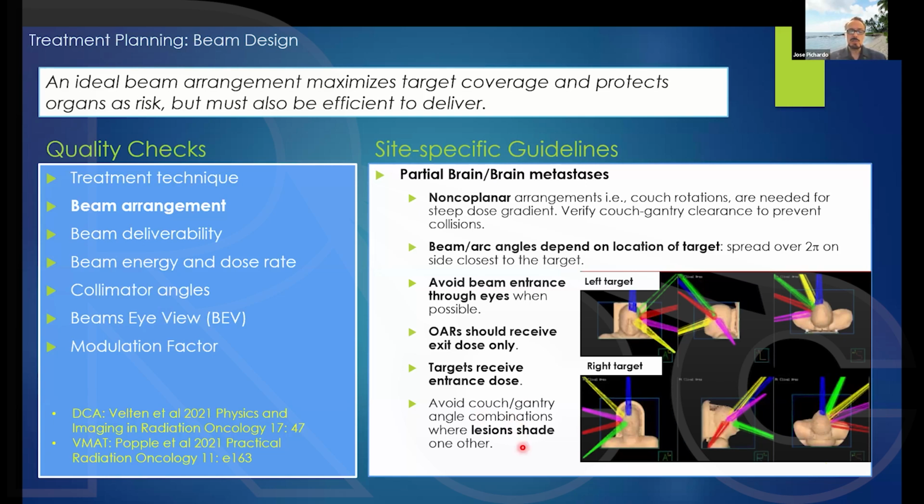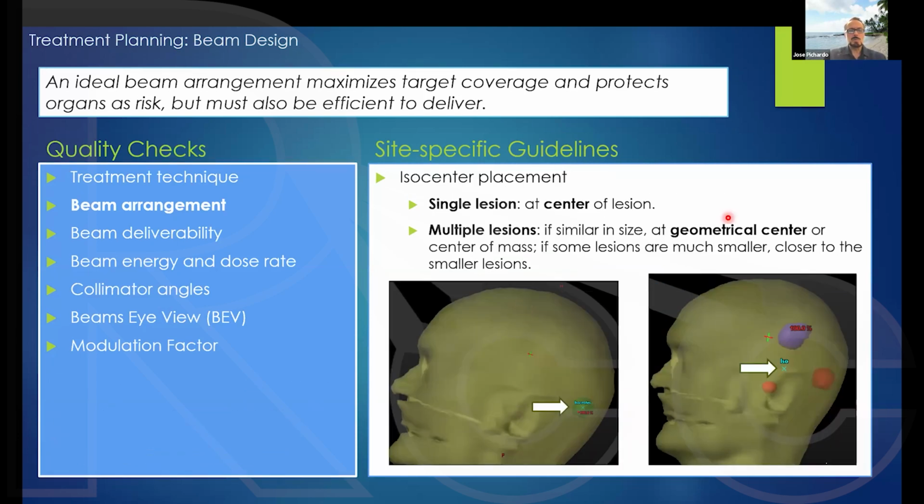The other thing you want to make sure is that you don't have gantry and couch angle combinations where the lesions are blocking or shading each other, right? Because you're trying to get dose to one lesion, and then there's another one behind it, and it's only getting exit dose, right? So that's going to make your plan less good, right? I have some really good resources here, one on dynamic conformal arc planning and one on VMAT planning for multiple mets with single isocenter. Right? These are excellent resources.